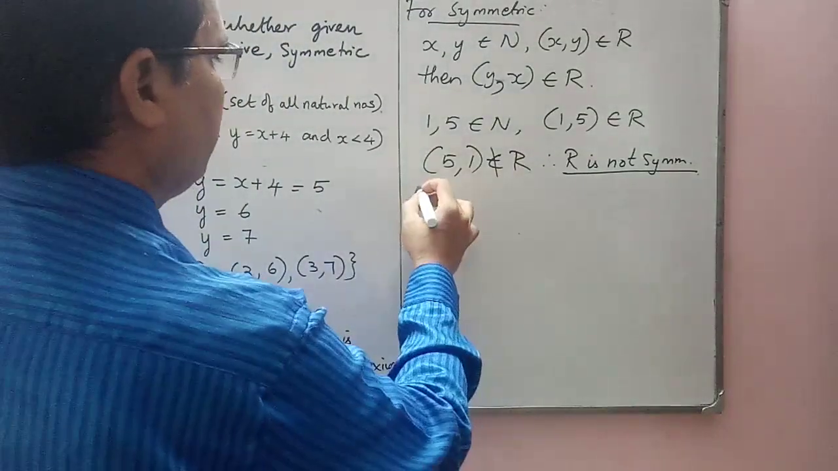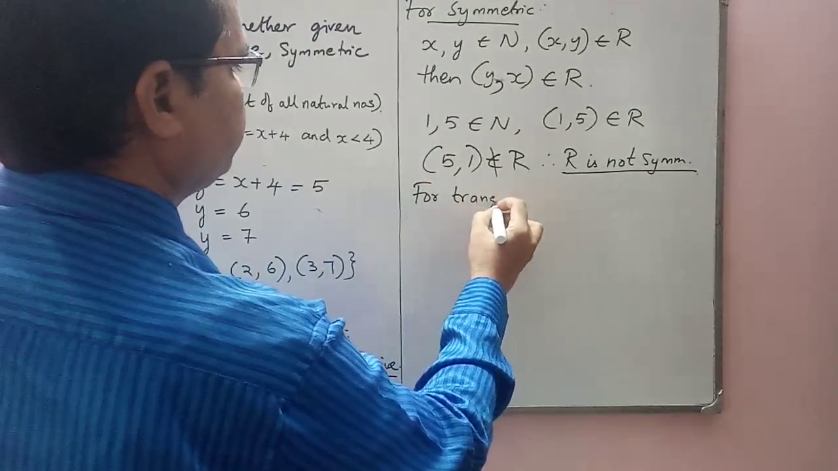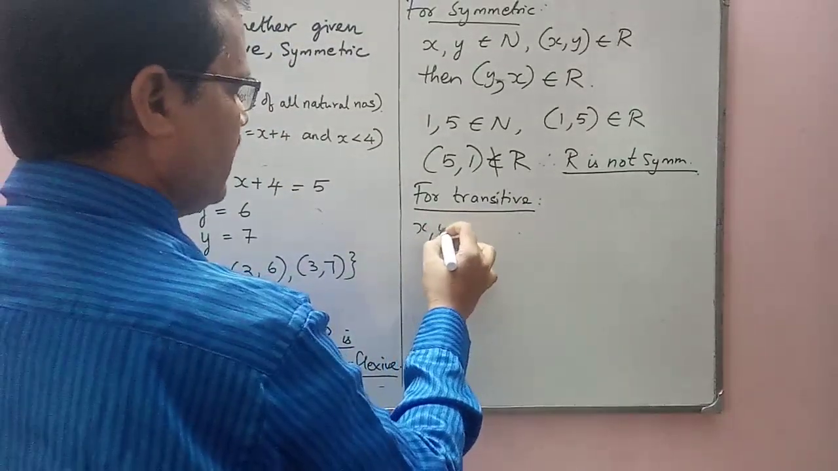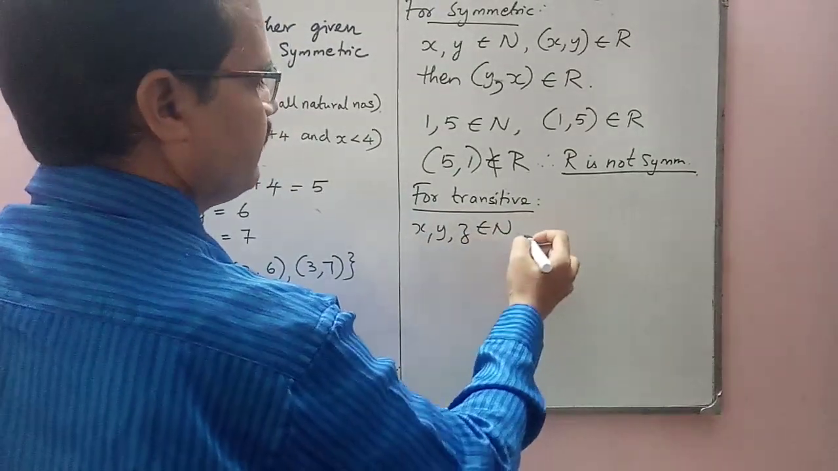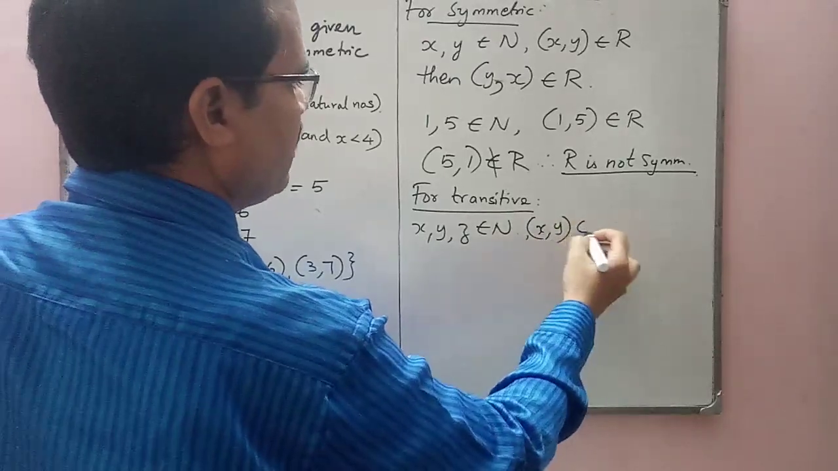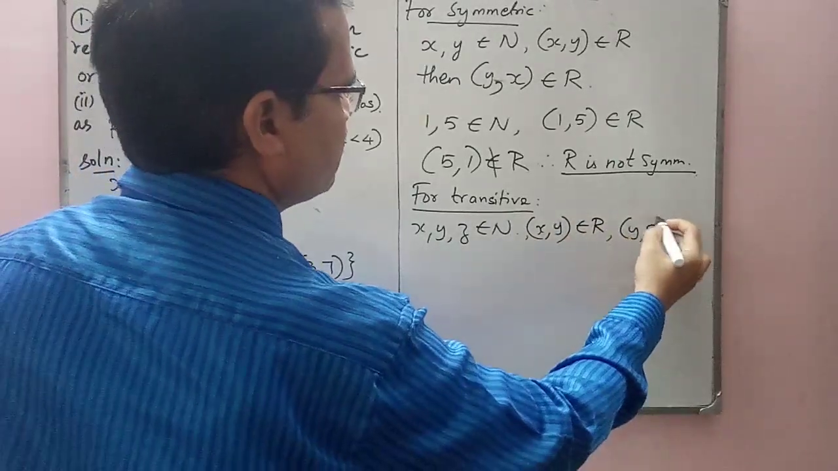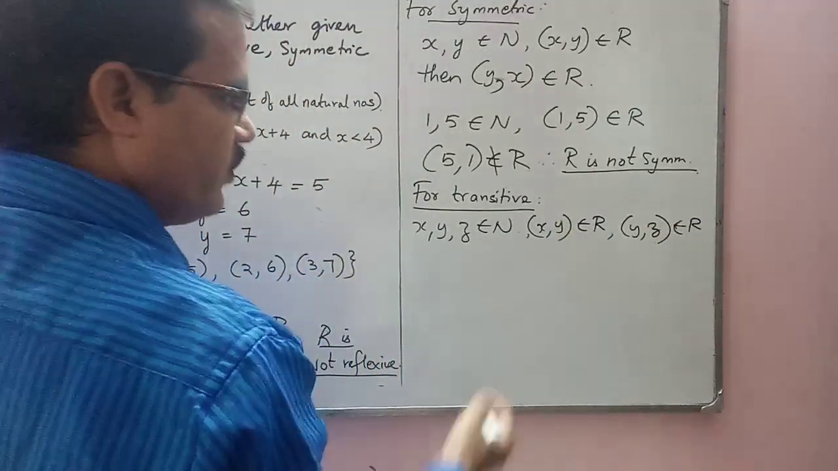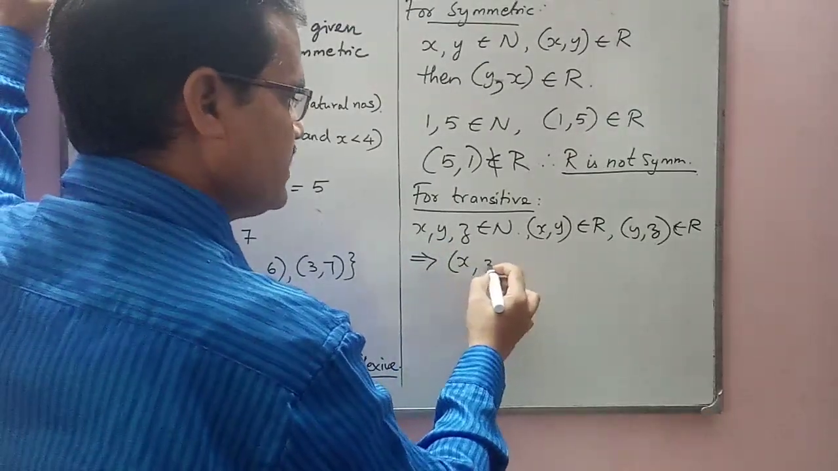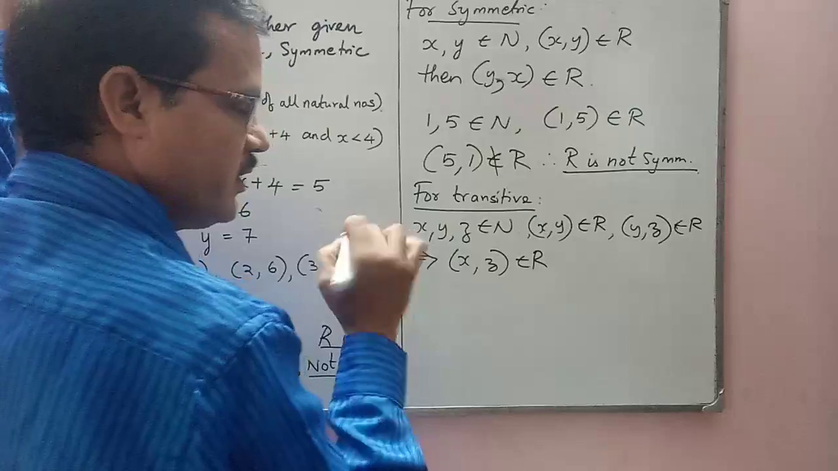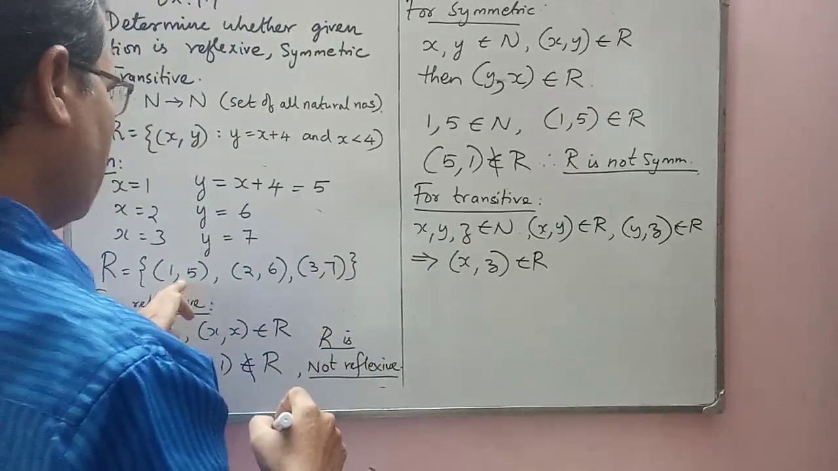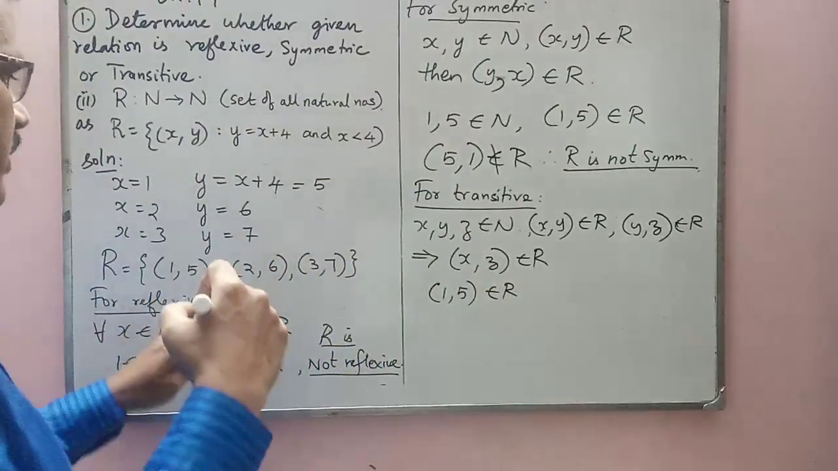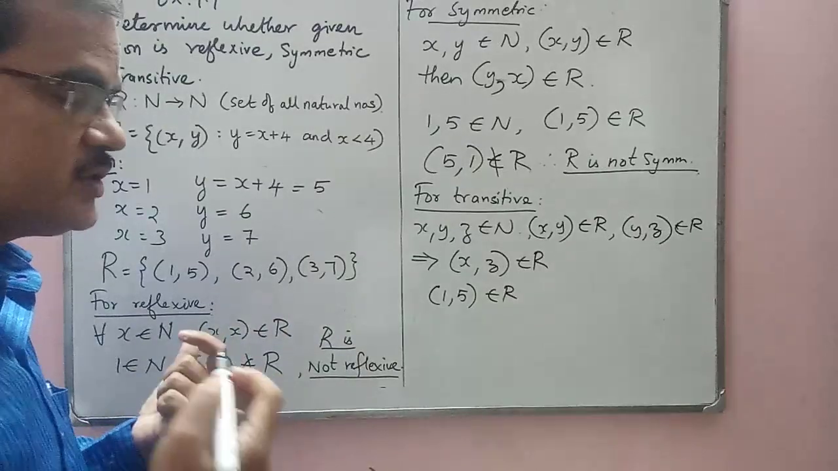Okay children, then for transitive, what is the condition for transitive? Take 3 elements belonging to N. If (x, y) is there in R and (y, z) is there in R, then this implies (x, z) is there in R, then you can call it transitive, otherwise it is not. So let me see, (1, 5) is there, but (5, 1) is not there. I am unable to check the condition.